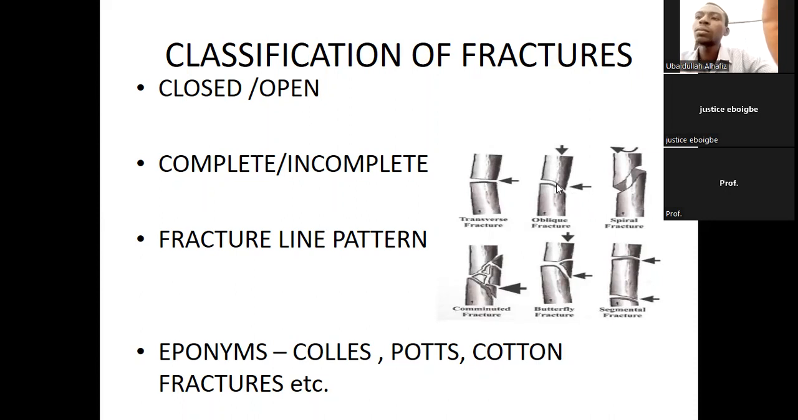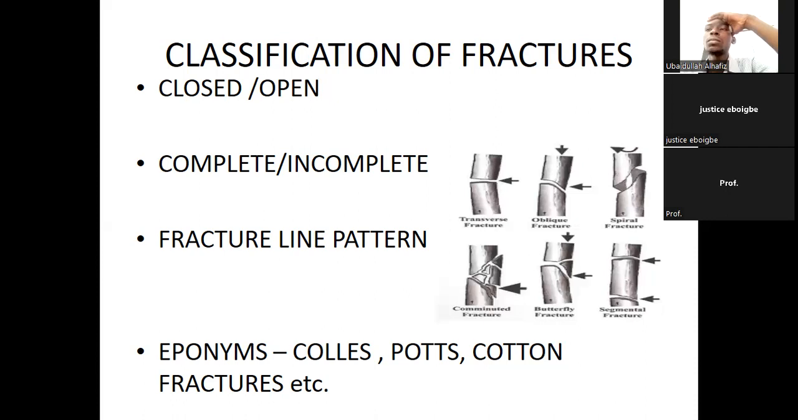So the oblique could be a short oblique, could be a long oblique, okay? Then we also have a spiral fracture. When there is a twist in the bone, you see the fracture line going around the cortices of the bone, giving an S-shaped outline. So we call that a spiral fracture. It's usually due to what? Torsional forces, rotational forces, okay?